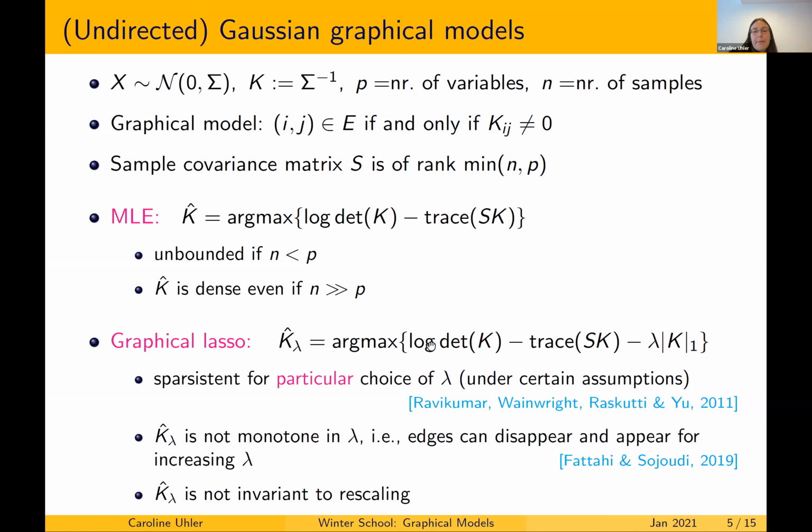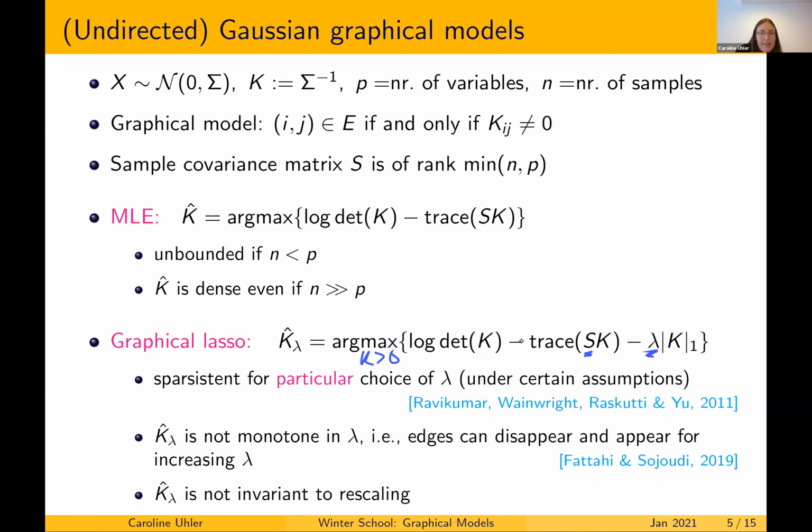So you maximize the likelihood function. Again, this is over K. So this is an optimization problem over K. S is given by the data. Lambda is a fixed parameter that you need to tune. And depending on how large you choose lambda, it will become sparser and sparser.